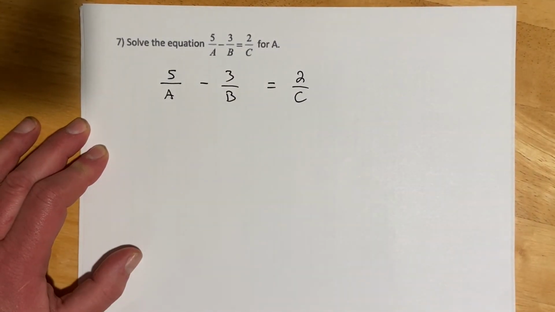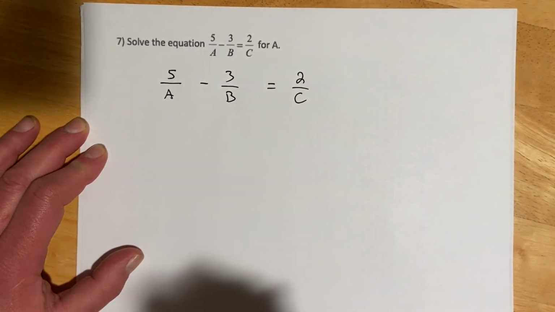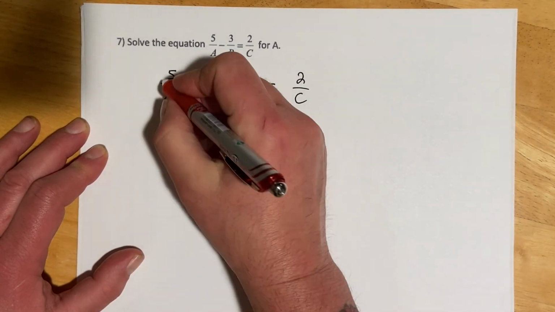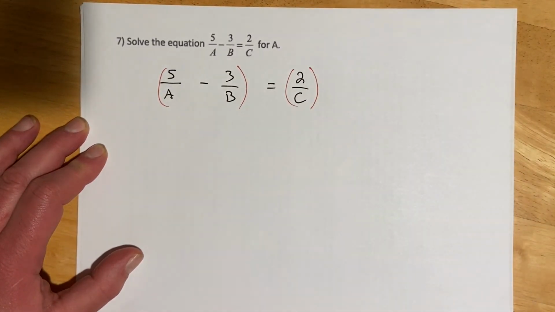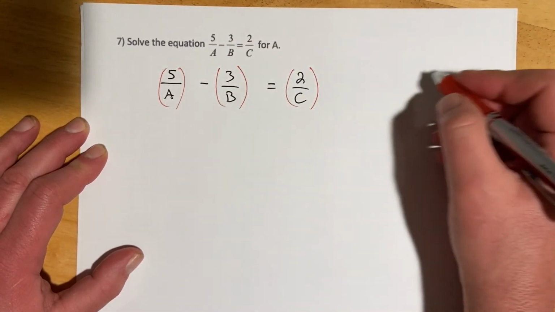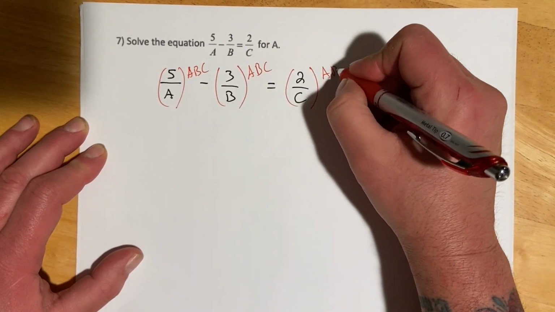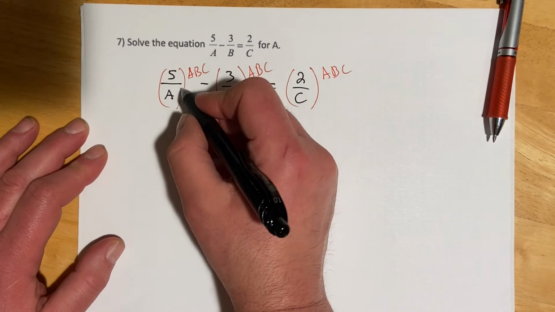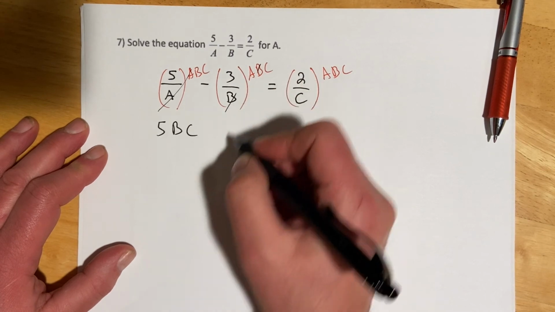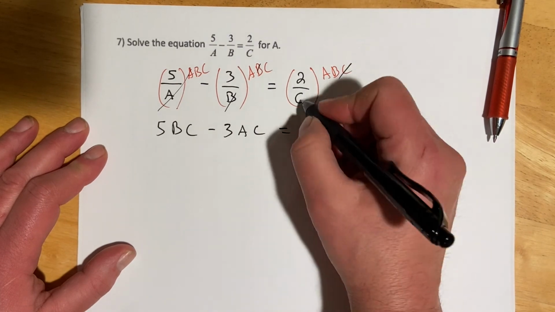Okay, for these last couple problems, these are going to be literal equations, so we're asked to solve this equation for a particular variable. And in this case, it's going to be this A down here. It's pretty much the same math as what we've been doing. We're going to use the LCD to clear the fractions. So in this case, that would be ABC. Actually, I think I'll write it like that. So we're going to go ABC, ABC, ABC. And here the A's cancel, leaving me 5BC. Here the B's are canceling, so that's minus 3AC. And here the C's are canceled, so then I have 2AB.